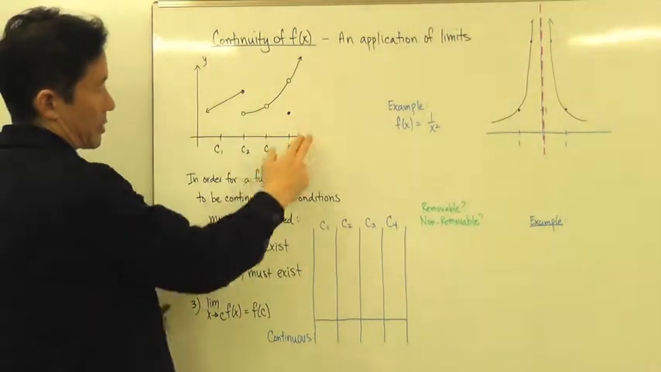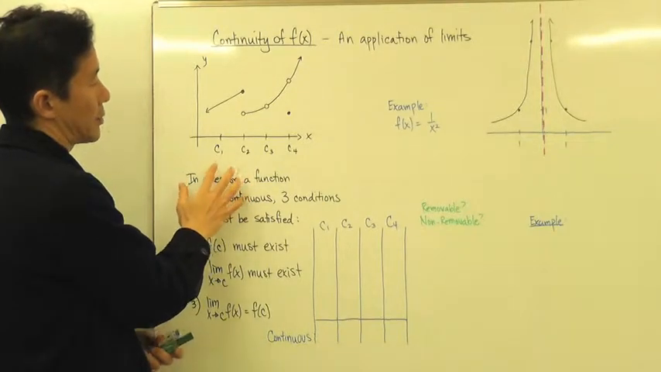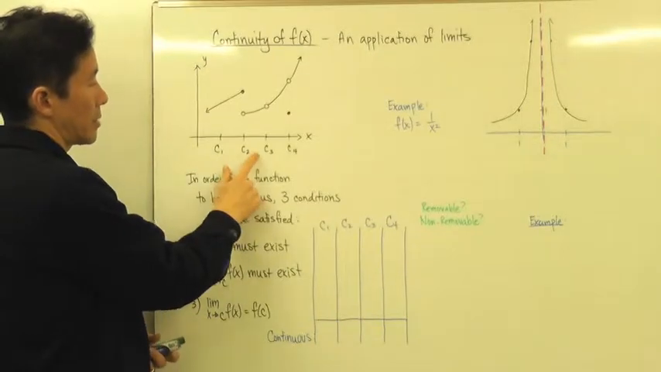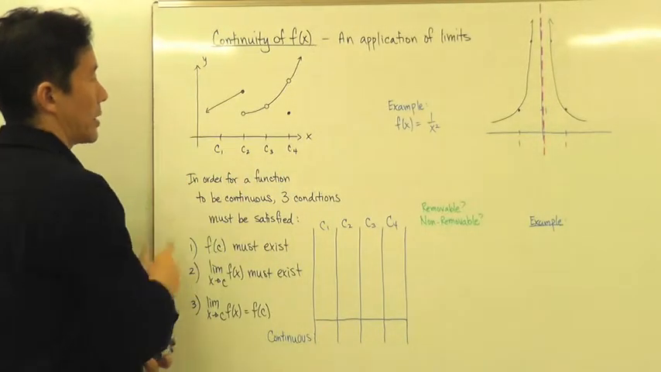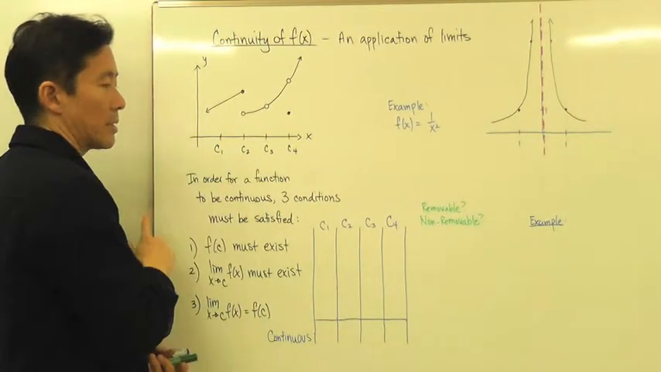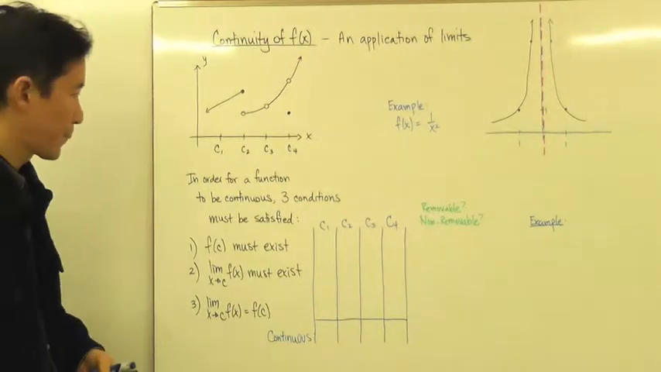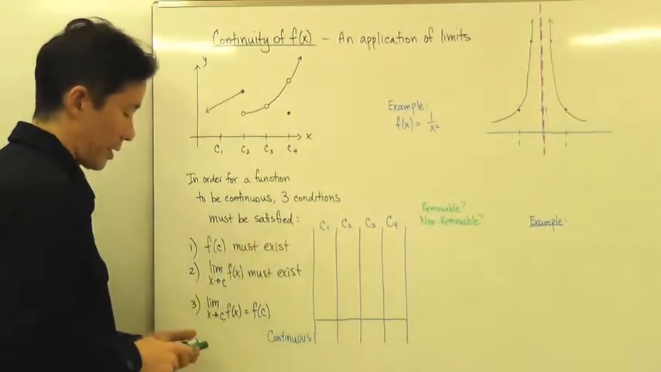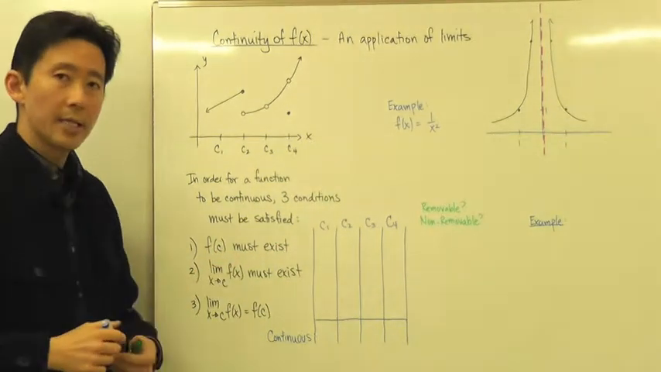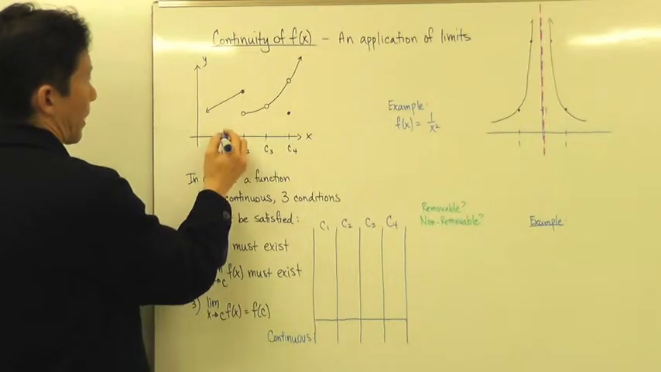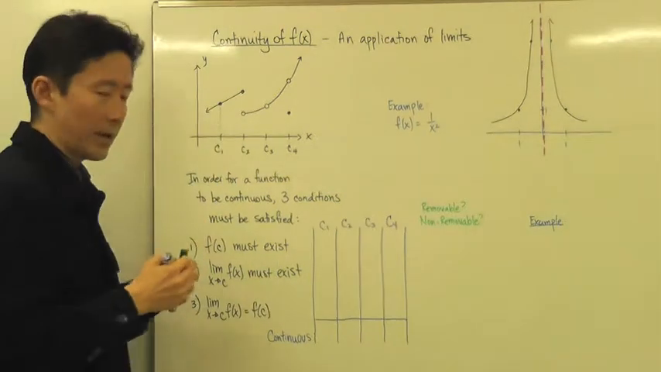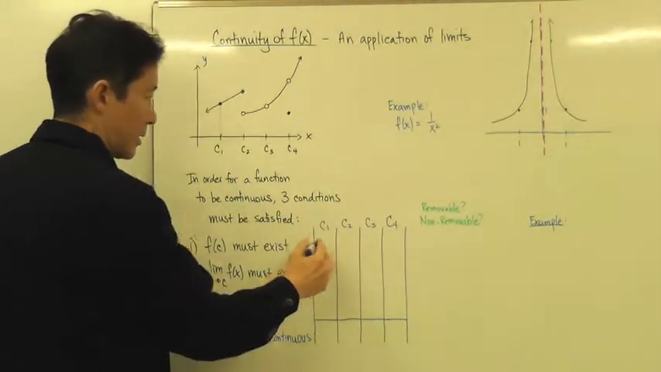So what I have up here in this graph is that I've set up certain situations. I'm going to focus on the x values c sub 1 through c sub 4, and we'll take a look at what exactly is happening to this function to determine whether at that point the function is continuous or not. Okay, so let's take a look at c sub 1 first. Does f of c sub 1 exist? If I go up here, sure enough, the function's value f of c sub 1 exists. So this is a yes.